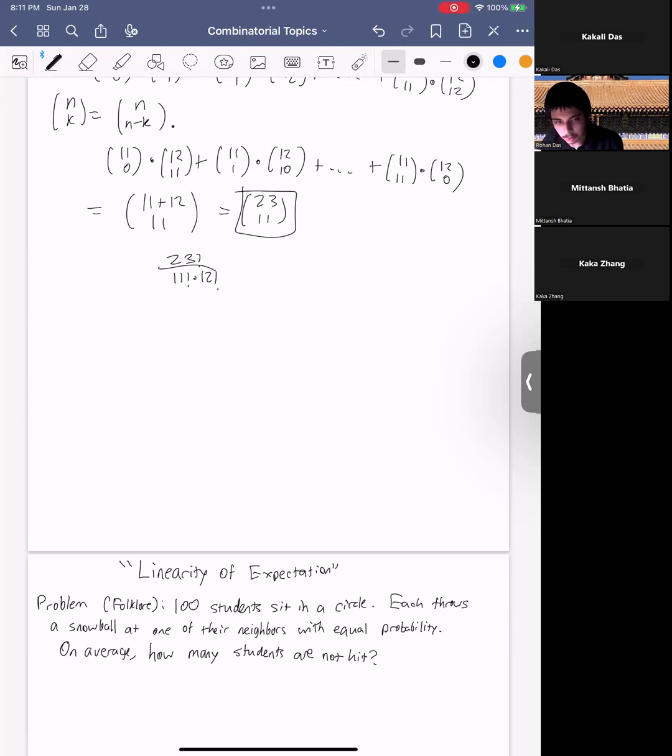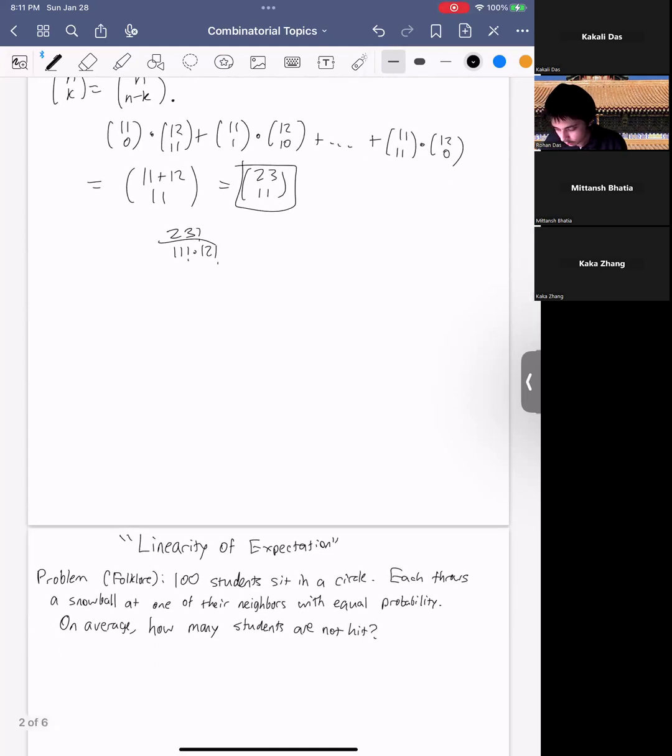One of the most standard examples is if you have 100 students sitting in a circle. For simplicity's sake, I'm only going to draw 4. Let's say this is A, B, C, D. A picks randomly between B and D with 1/2 chance for each and throws a snowball at one of them. B picks randomly between A and C and throws a snowball at them. Then C does the same and D does the same. We want to think about how many students are completely untouched. In this scenario, the answer is 1, which is D.